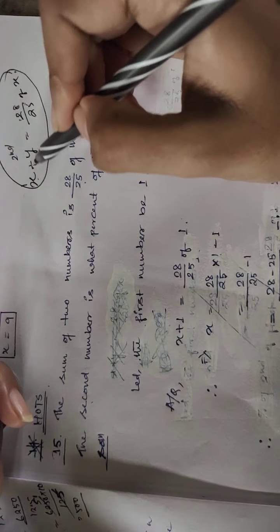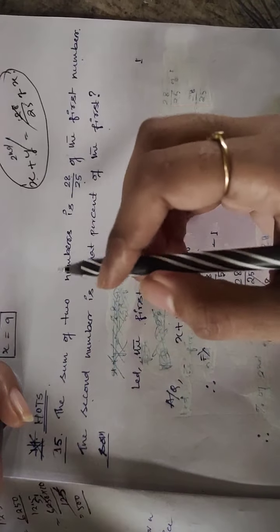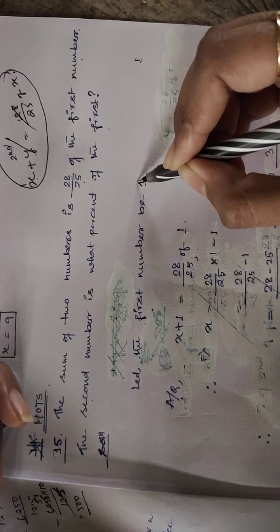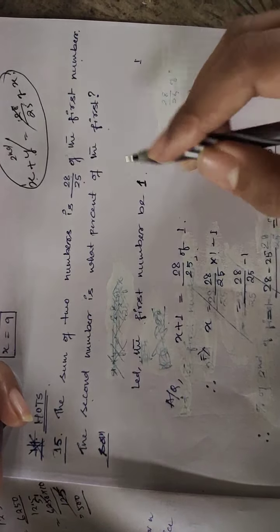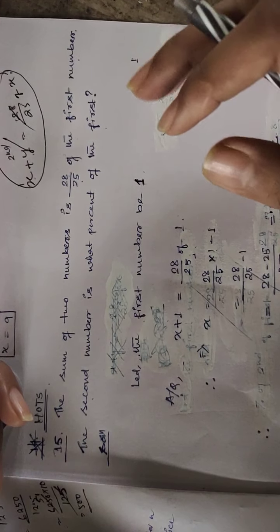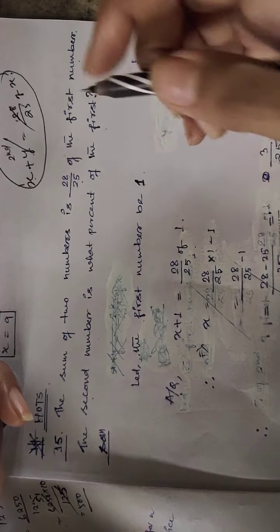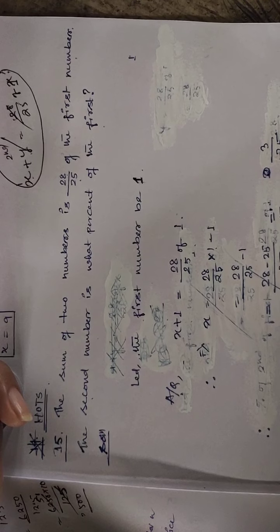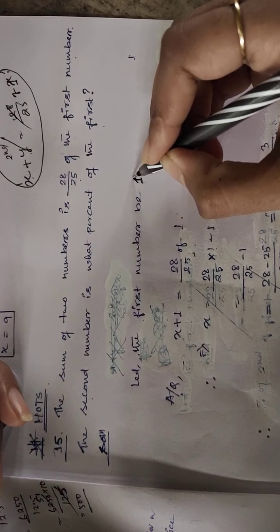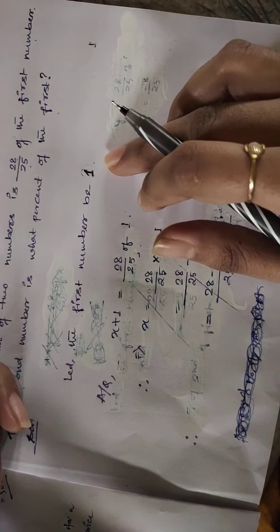In this case, to make you understand, I have taken x and y. For solving this problem, suppose let the first number be 1, because then it will be easy, since you have to find a percentage. If I take this as 1, then if you multiply 28 by 25 of the first number, which is 1, it will be easy for you. After that you need not do the multiplication. That's why, for my convenience, I have taken it as 1. So let the first number be 1.